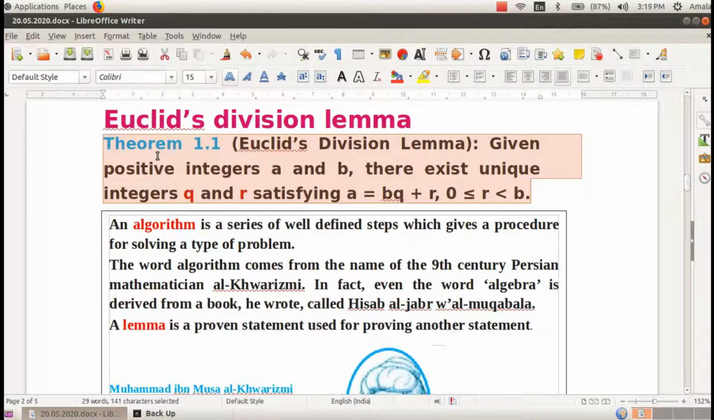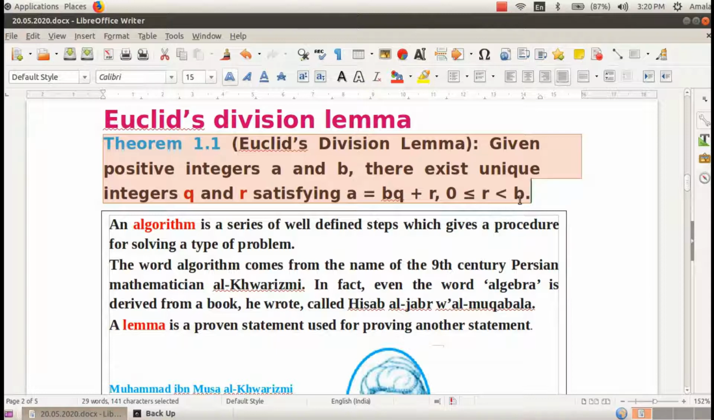Now we are going to learn Euclid's division lemma. In this chapter, this is the first theorem. Euclid's division lemma states that given positive integers a and b, there exist unique integers q and r satisfying a equal bq plus r, 0 less than or equal r less than b.